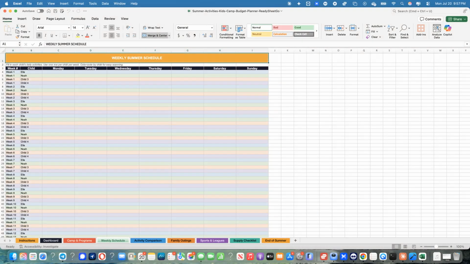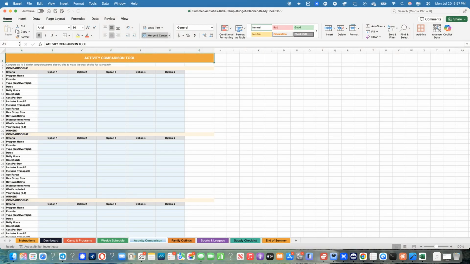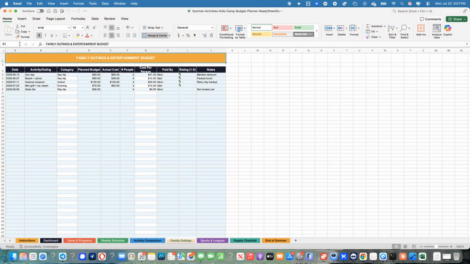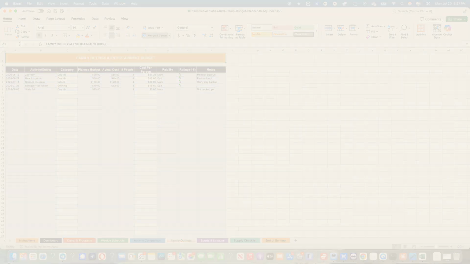The weekly schedule lays summer out week by week, so you can see the gaps where nobody has anywhere to be. Activity comparison sets your options against each other on cost, hours, and location before you commit. Family outings covers the day trips, estimated against actual, because these are the costs that quietly stack up.